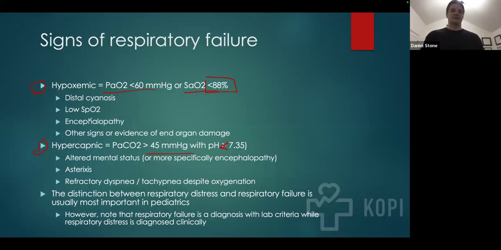Usually the clinical findings of hypoxemic respiratory failure can be subtle, but respiratory distress plus possible cyanosis, they can become encephalopathic. And then there can be other clinical signs of end organ damage, and we can talk a little bit about what that might look like. When patients become hypercapnic or develop type 2 respiratory failure, they can become altered. They can develop asterixis from their metabolic encephalopathy. But they can also have refractory dyspnea and usually tachypnea, despite the fact that you're offering supplemental oxygenation.